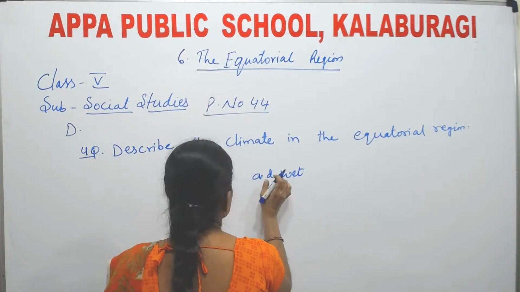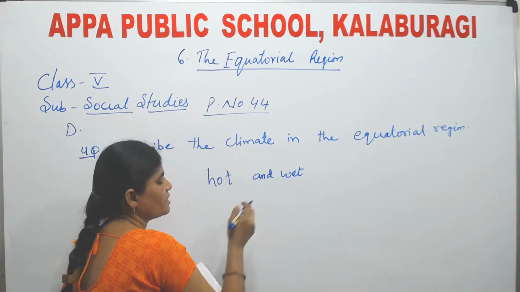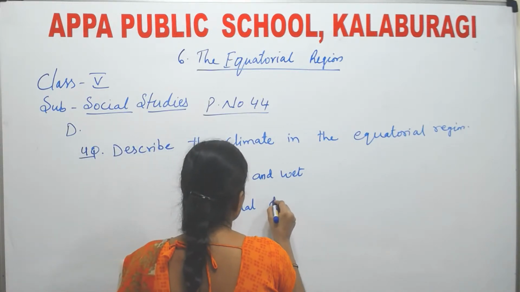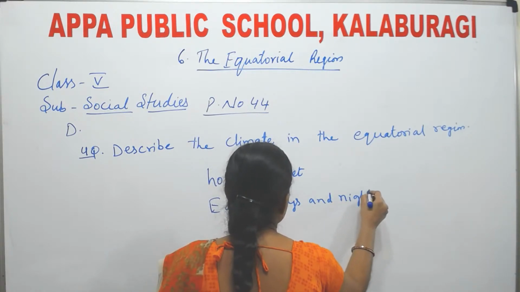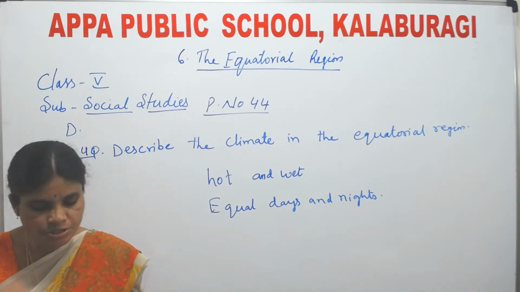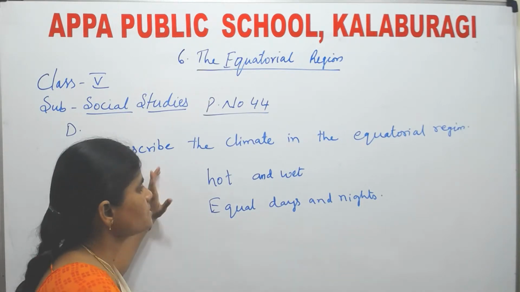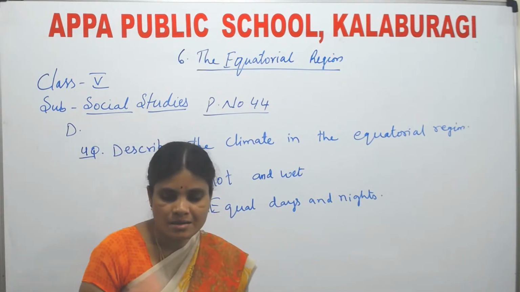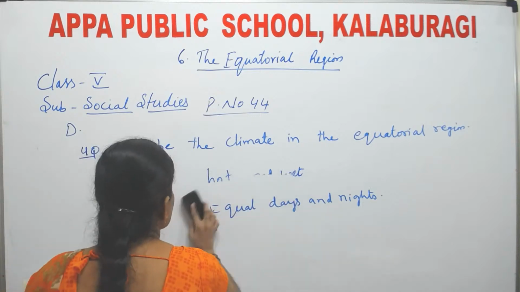And say it experiences equal days and nights. Equal days and nights. And say next, it does not experience different seasons in a year. Say this region does not experience different seasons in a year. This is what the climate of this region is.